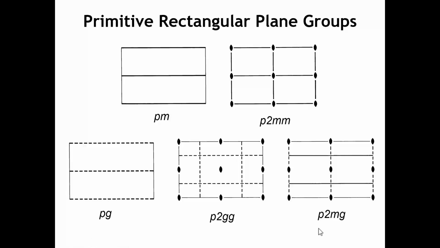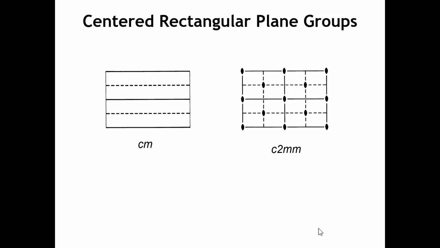Now, what about the centered rectangular? So you might think, well, okay, I'm just going to do the same thing for the centered rectangular, and we should have 5 plane groups for centered rectangular. But it turns out there's actually only 2, just CM and C2MM. But you might be wondering, well, what about CG or C2GG? Why don't we have those?